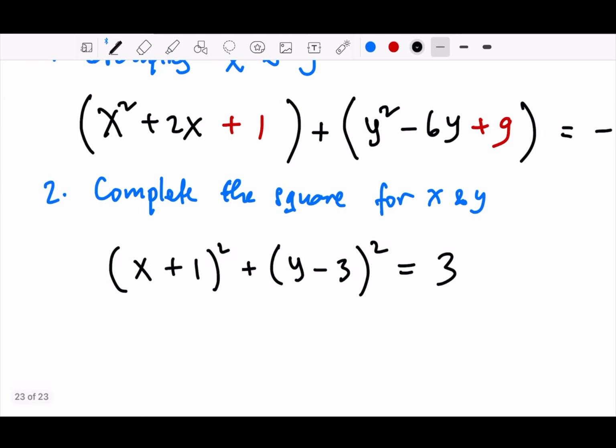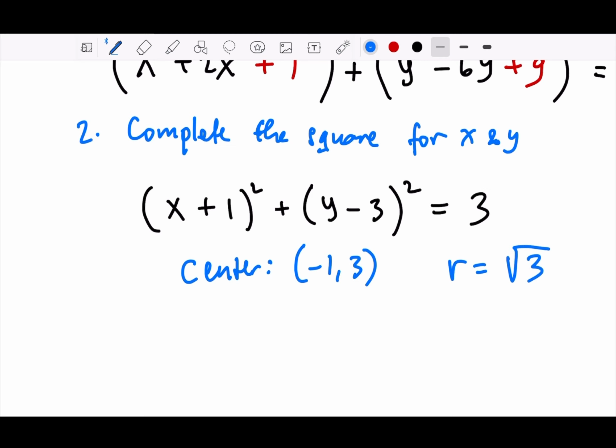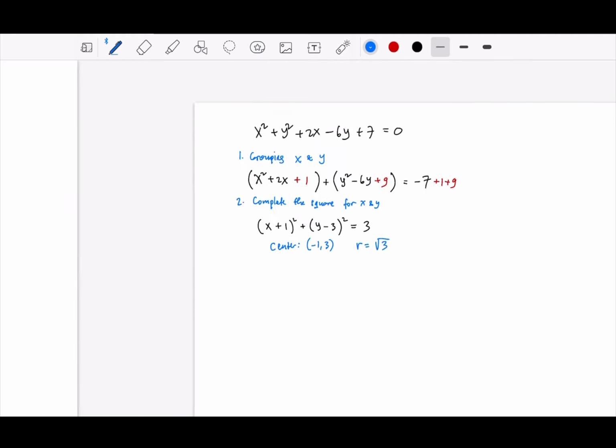So this is just to say that the center is (-1, 3) and the radius is square root of 3. Remember, the radius should be positive. Although it's the square root of 3, because it's a distance, we need to have a positive radius. Okay, that's the circle.